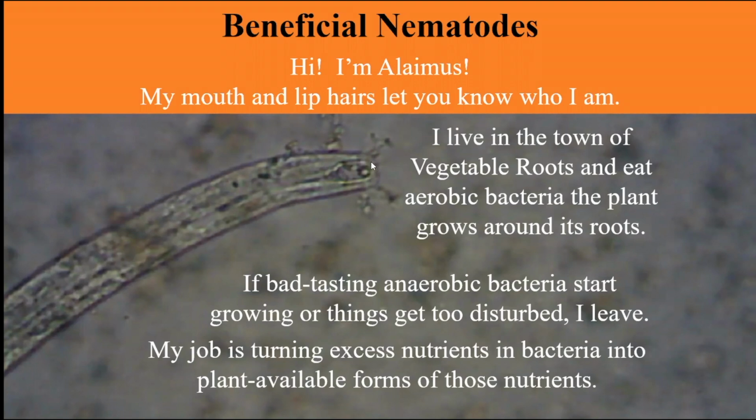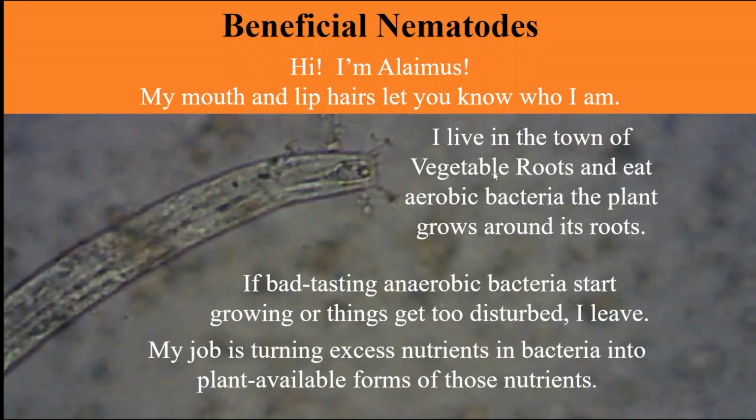In this case, this guy has a pretty big mouth, but no teeth inside here. The stoma has little hairs, called setae. And if you've got little hairs like this, it's not going to be a predatory nematode. This is a bacterial feeder. So the mouth and the lips let you know that this is a bacterial feeder.